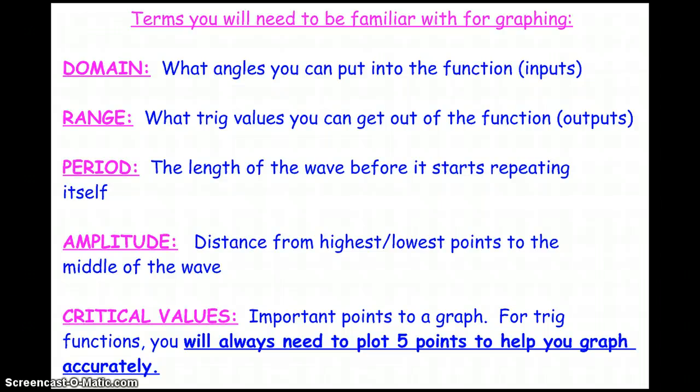So I'm going to talk through these real quick, and then I'll give you a chance to write them down by pausing the video. To start us off, we have the domain. The domain is what angles we can put into our function. What are all of those possible x values, my inputs? The next vocab word is range. This is what values will come out of my function. What are all of the possible values that I can get out?